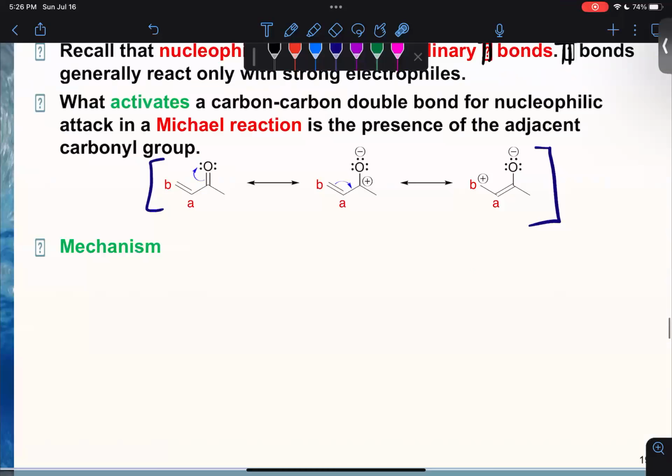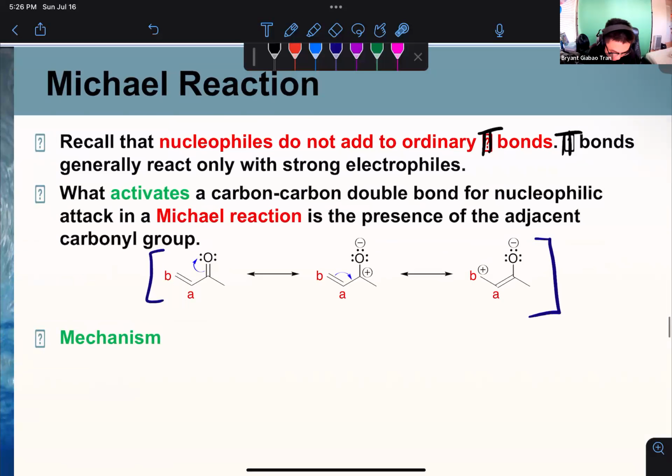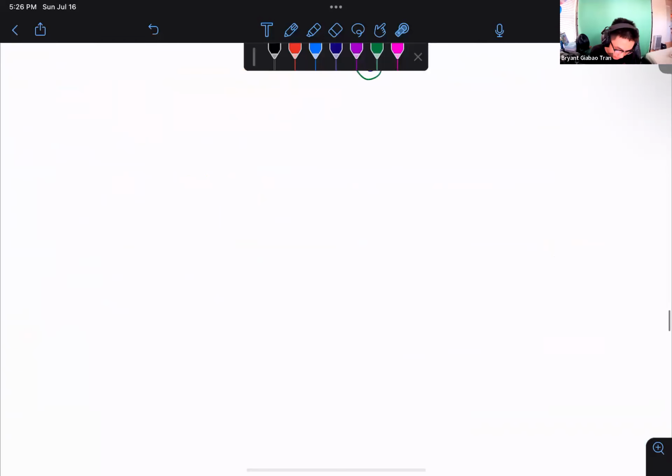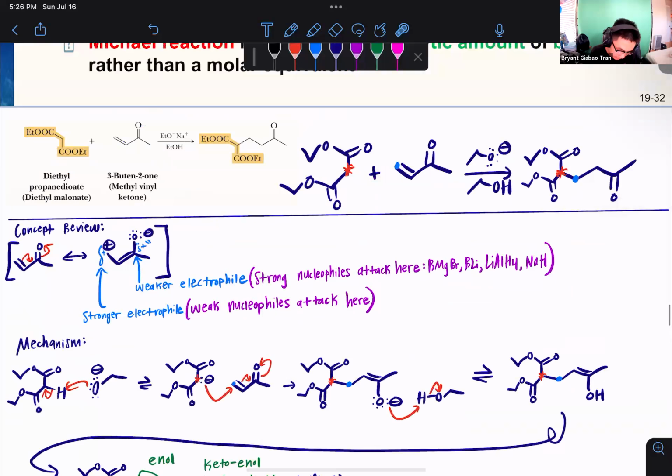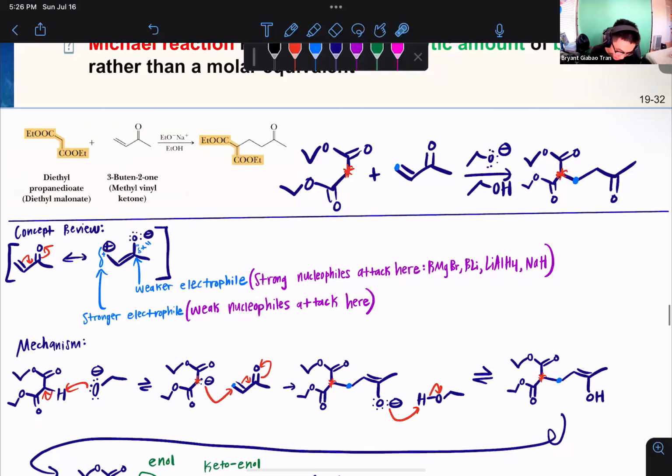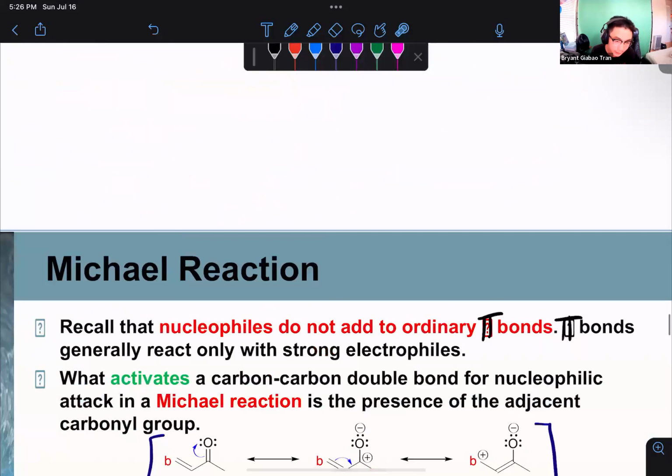And then this is just basically showing what I did before, why this is the stronger electrophile and the mechanism, we went over that already.